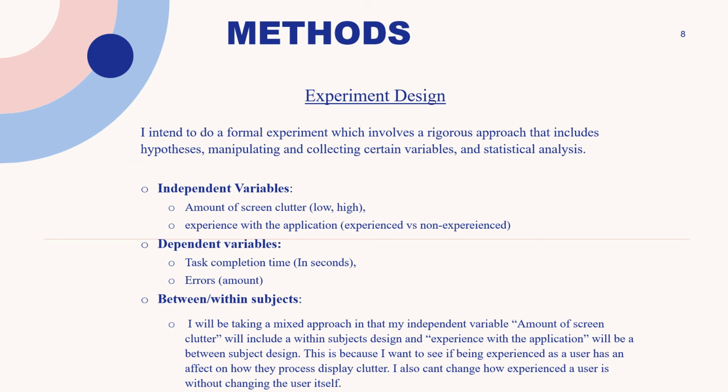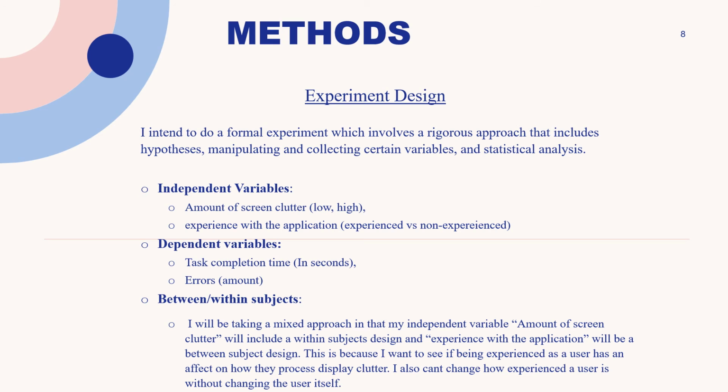The independent variables that I have decided on were amount of screen clutter and experience with the application. The dependent variables that I'll be measuring will be task completion time and the amount of errors. I will be taking a mixed approach in that my independent variable, amount of screen clutter, will be a within-subject assignment, and experience with the application will be a between-subject assignment.